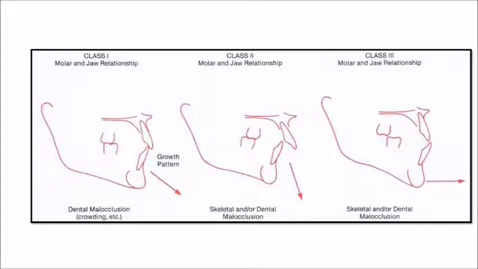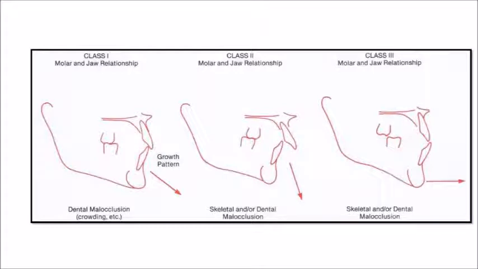Now coming to class 2 relationship, it is class 2 molar and jaw relationship which is shown here. Class 2 molar relationship is when the lower molars are distally positioned. Please note here that it is the distobuccal cusp of the upper molar which is occluding with the lower buccal developmental groove, and if it is a skeletal class 2 malocclusion, it can be due to either a forwardly placed maxilla or a retruded mandible or a combination of both.